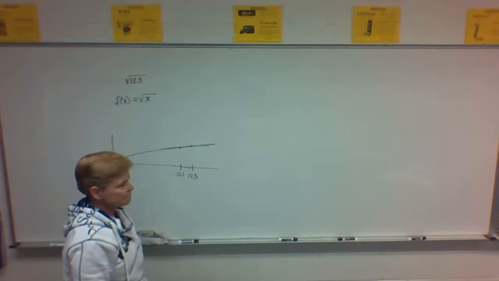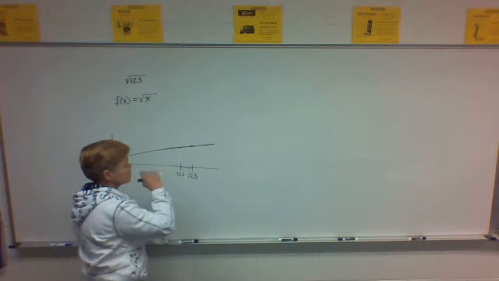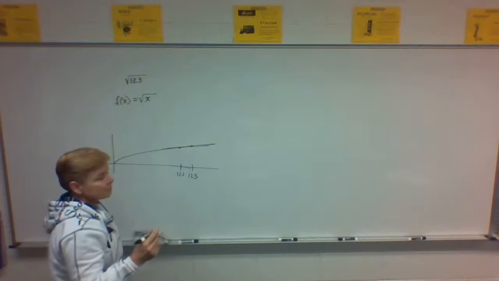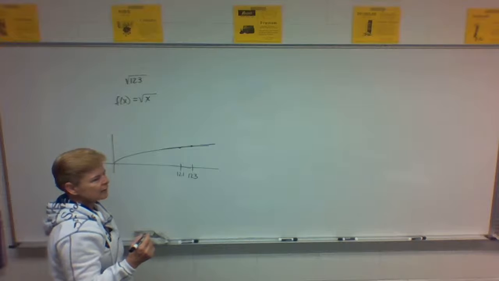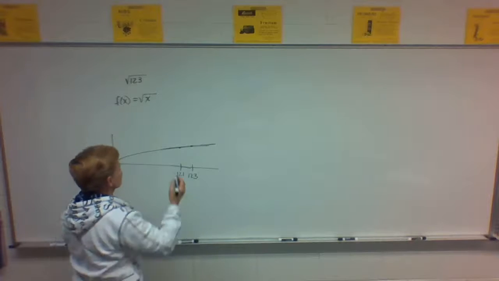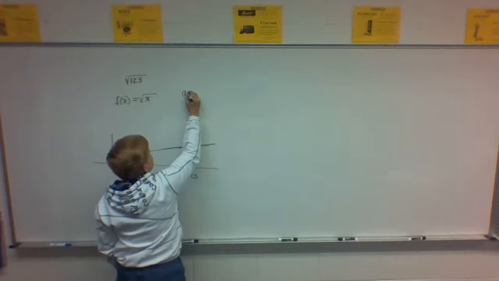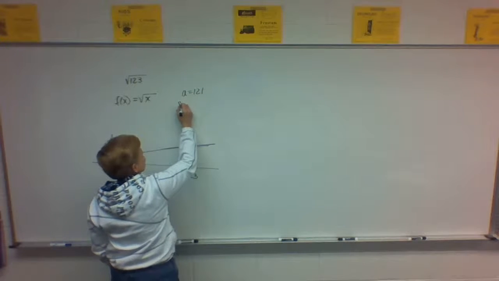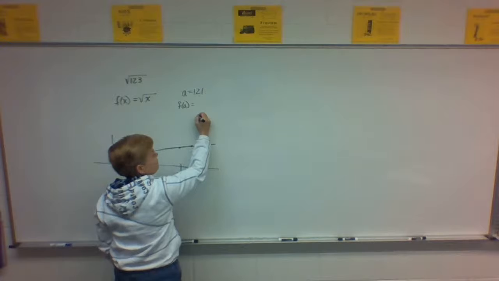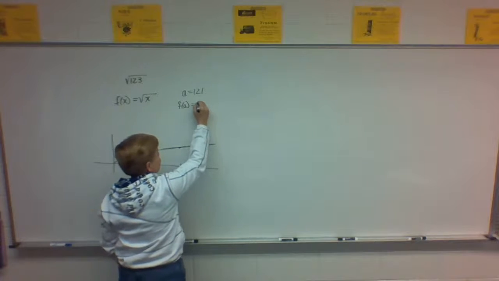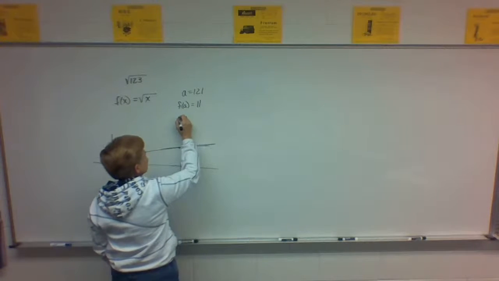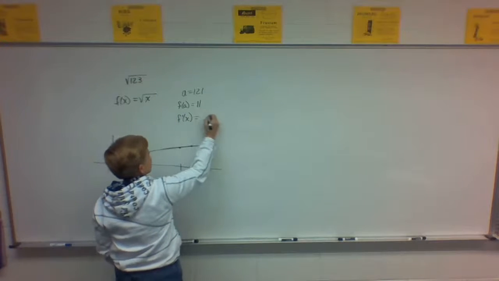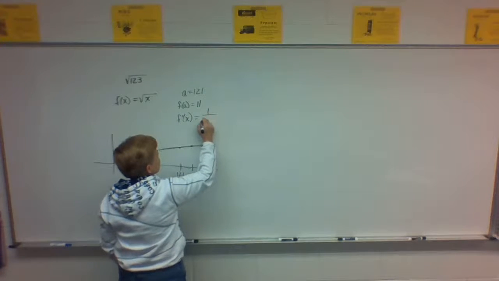You following that? Okay, so we centered it at 121, which means that A is 121. And f of a would be 11. Yeah, that works nice. And f prime of a, I need to find f prime of x first. What would be f prime of x for this? 1 over 2 root x.